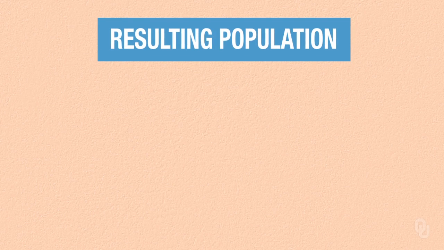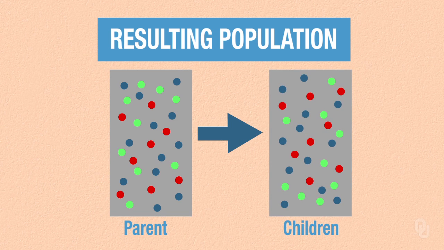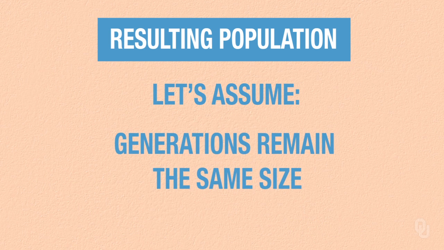We replace the ball in our biological model because the same person might have more than one offspring. In other words, statistically, their genetic contribution might be sampled more than once. The population of children that results from this process reflects the next generation. Let's assume that generations remain the same size, again, just to keep things simple.